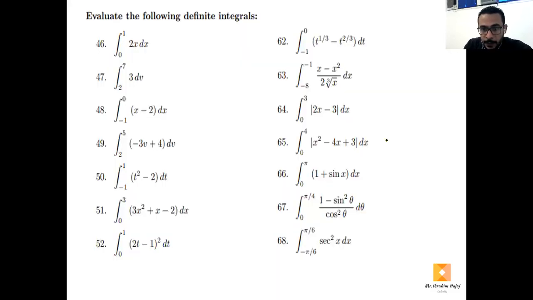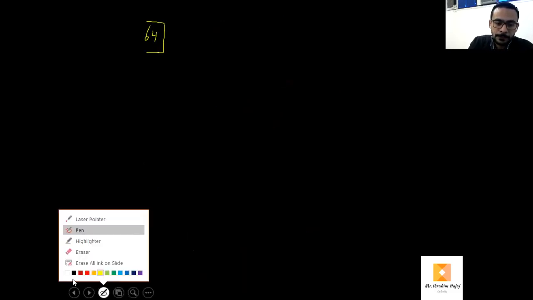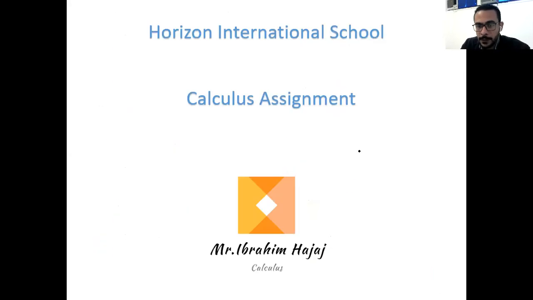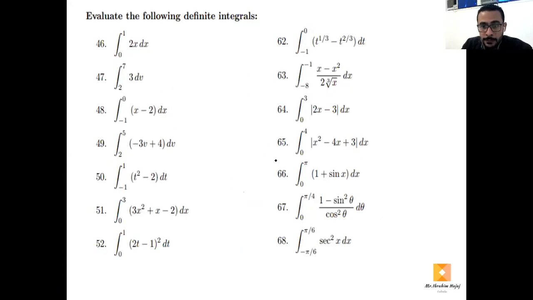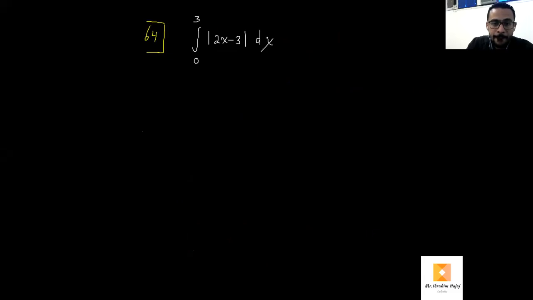Okay, thank you. Let's move back, guys, to question number 64, which is the absolute value and the definite integral from 0 to 3 of the absolute value of 2x minus 3 dx. Yes, it's from 0 to 3, absolute value. So what should we do first?